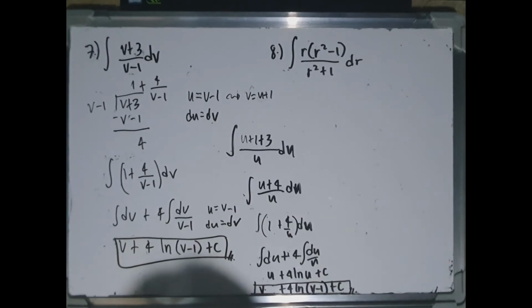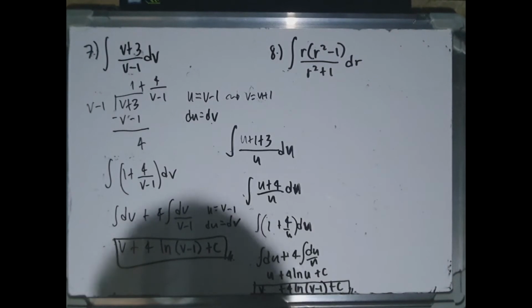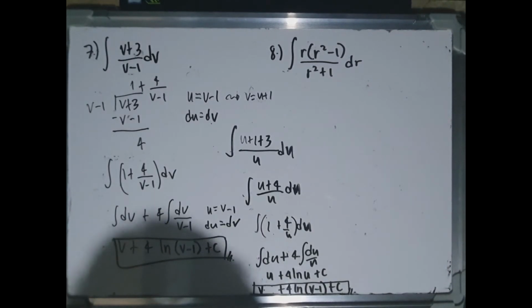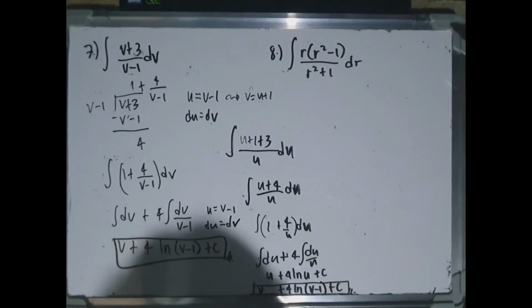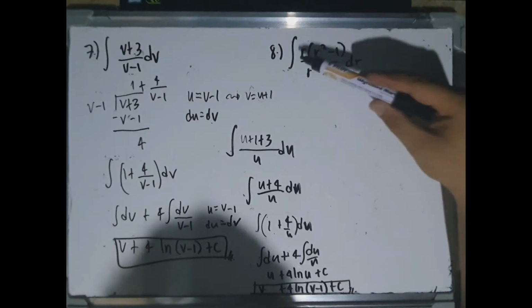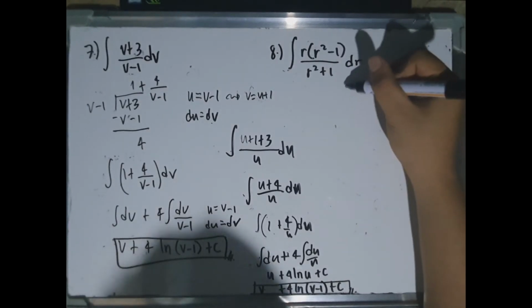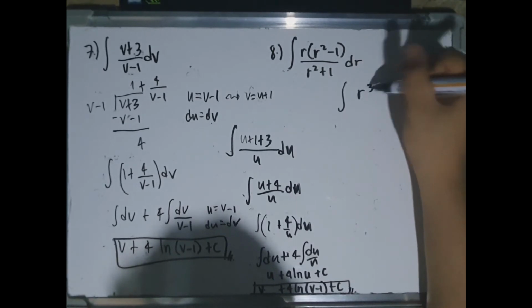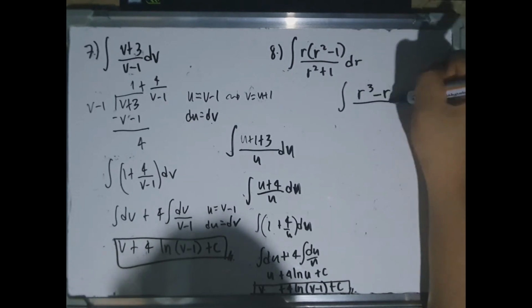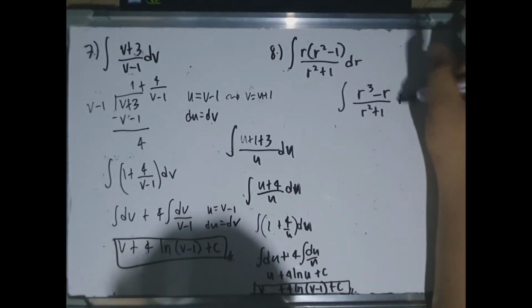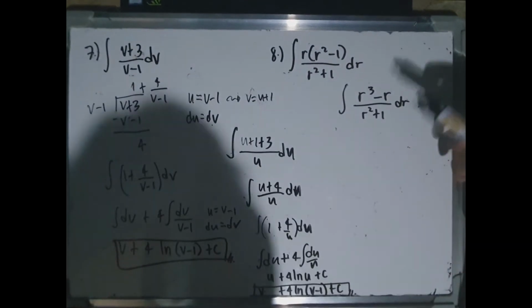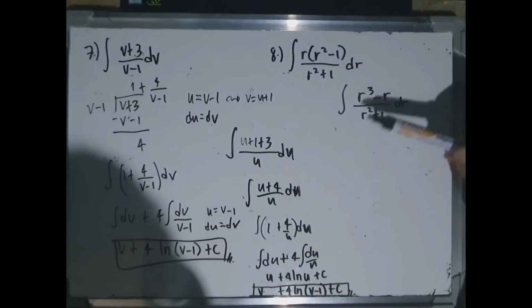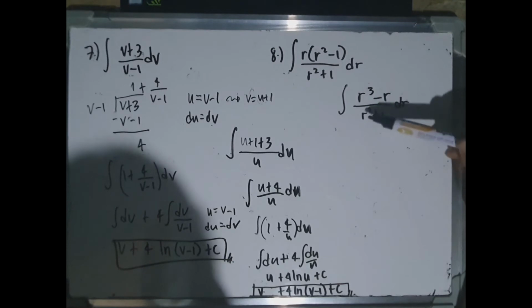Now for number 8, we have the integral of r quantity r squared minus 1 over r squared plus 1 dr. So what we shall do first is distribute the r. So this will become r cubed minus r over r squared plus 1 dr. Now if we look at our fraction, we have an improper fraction.